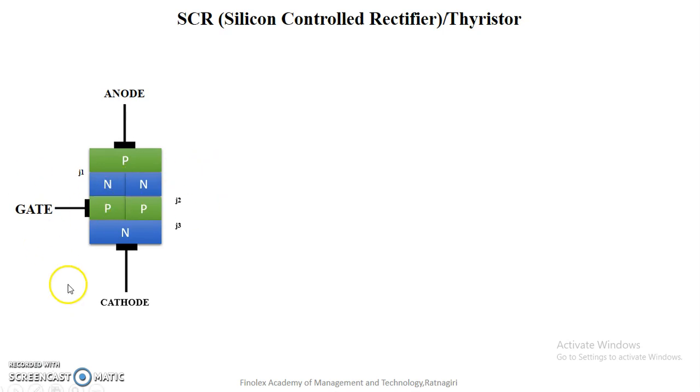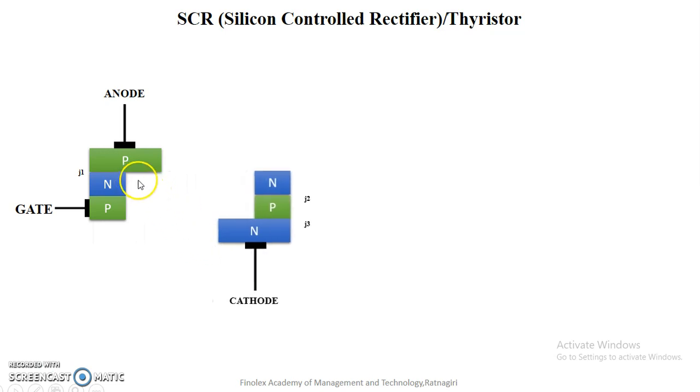So SCR has four layers: p layer, n layer, p layer, n layer, that is PNPN, four layers, three junctions J1, J2, J3, and three terminals: anode, cathode, and gate. If we cut this SCR exactly like this, it separates and makes one PNP transistor and another NPN transistor. So if the two transistors are connected like this, we can explain this model as behaving like two transistors.